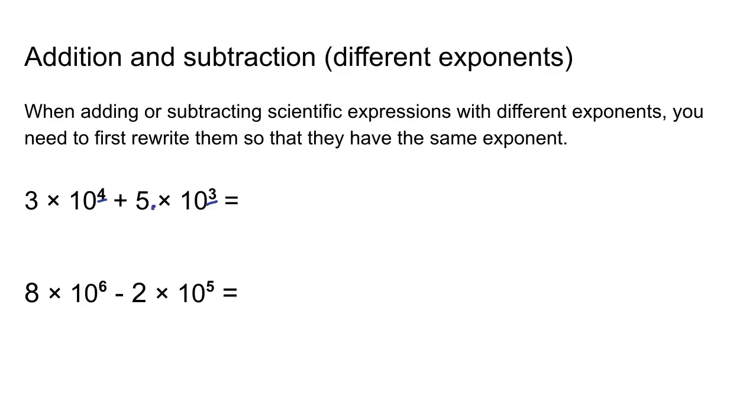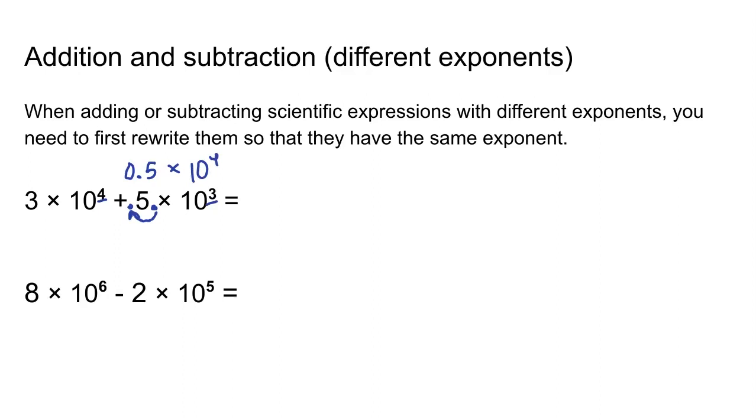So you need to move the decimal point one place to the left. So the new coefficient becomes 0.5. And since you move the decimal point to the left, which decreases the value by a factor of 10, you need to offset that by increasing the value of the exponent by 1. So that becomes 10 to the 4th.